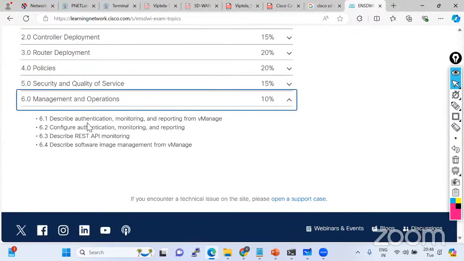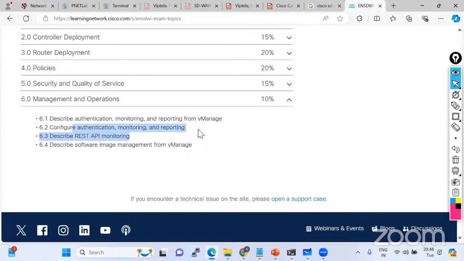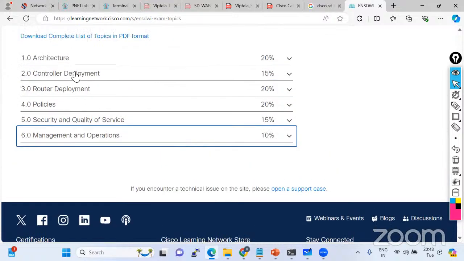And the last is the operations and the management, how it is going to happen, REST API, reporting, monitoring. In this entire syllabus, none of the topics is going to be untouched. This is my commitment. If any topic is going to be untouched, just remind me if I forgot unintentionally.